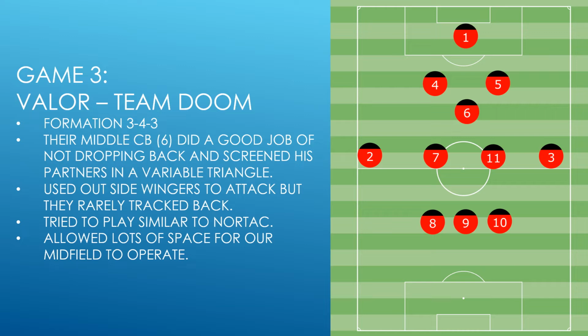They use the outside wingers to attack, but they rarely track back. So there was a ton of space. Once they had the attack into our final third, and we won it and started a counter, they wouldn't track back. They tried to play similar to NORTAC, but they didn't have the endurance or the speed or the aggressiveness to kind of play that game. So like I said, it allowed a lot of space for our midfield to operate. We had all the time in the space in the center with lots of touches to then kind of plan out a counter.